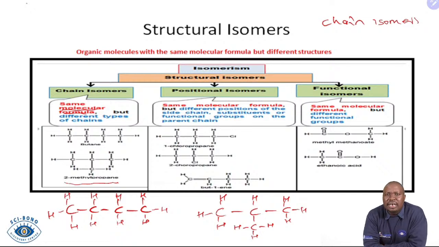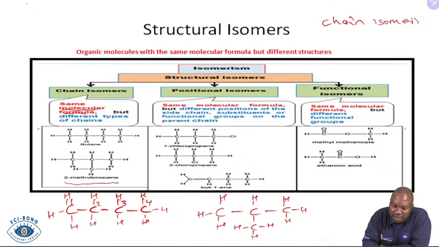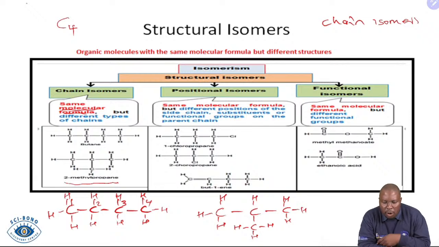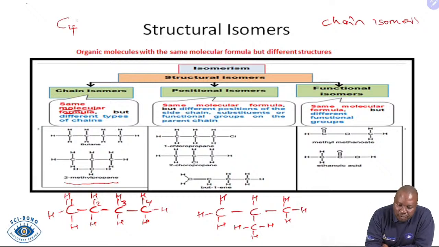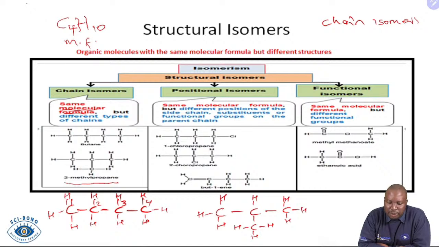So how do we get the molecular formula? We count the number of carbons and the number of hydrogens. All the atoms that are involved, you must know their number. Let's start with carbon. We have 1, 2, 3, 4 carbons, so you will say C4. Now we count the number of hydrogens, which is 1, 2, 3, 4, 5, 6, 7, 8, 9, 10. So C4H10 is the molecular formula. This is the molecular formula for butane.